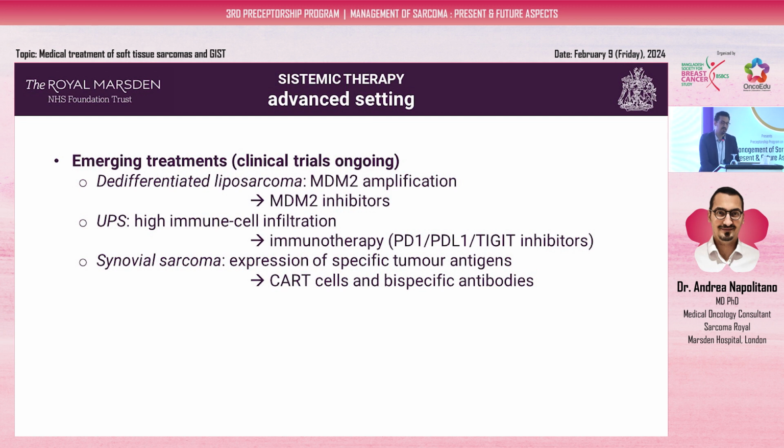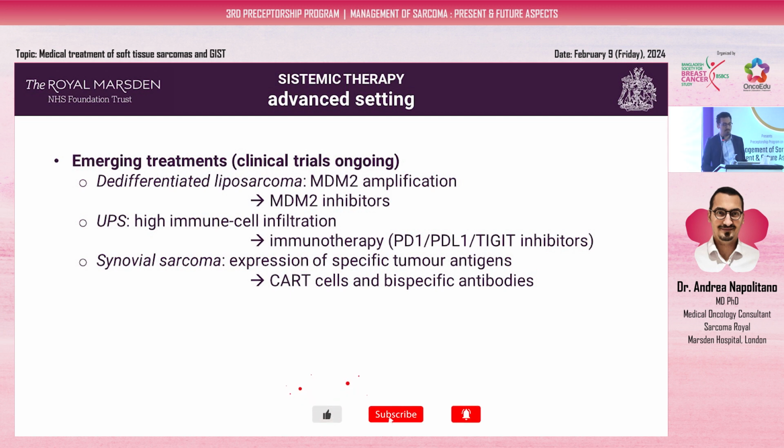In UPS and myxofibrosarcoma, we know that there is high immune cell infiltration. There have been a number of trials with PD-1, PD-L1, TIGIT inhibitors. Response rates are in the range of 20-25%, which again is not as high compared to other tumor types, but if we compare to the response that we see with doxorubicin and doxyphos, it's not that different. But of course, in terms of tolerability, immunotherapy is much more well tolerated compared to dox.